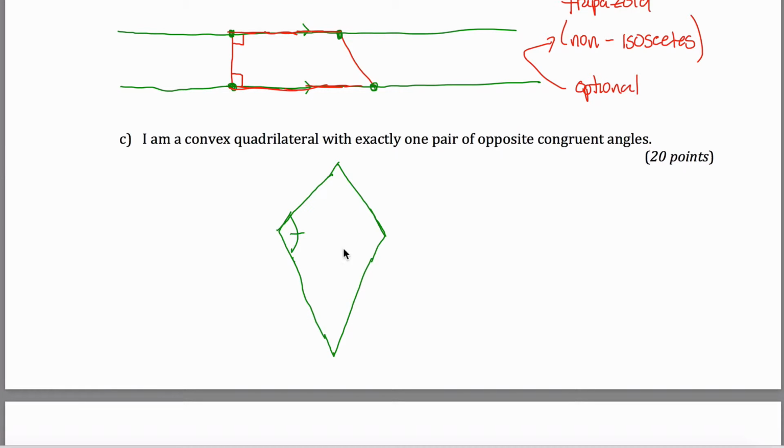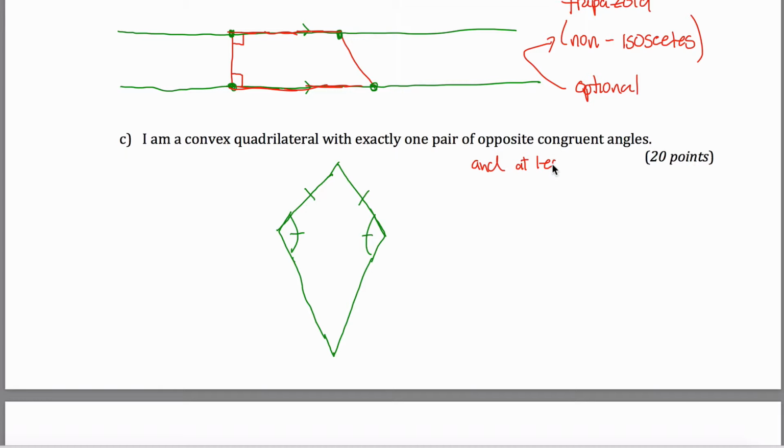This angle must be congruent to this angle. But these sides must also be the same. Oh, that's not true. A little bit. I'm going to add a little caveat here. I'm going to say "and at least." Doesn't say "at least." Try again.